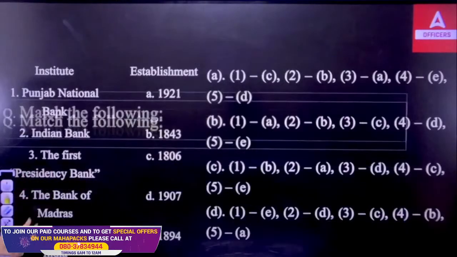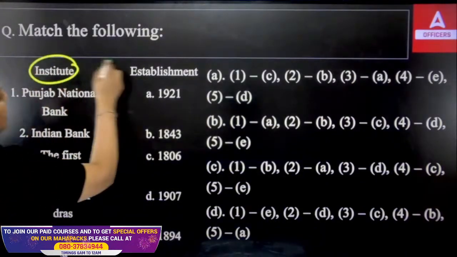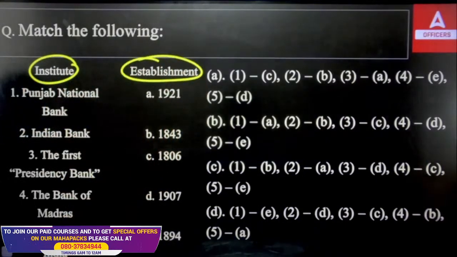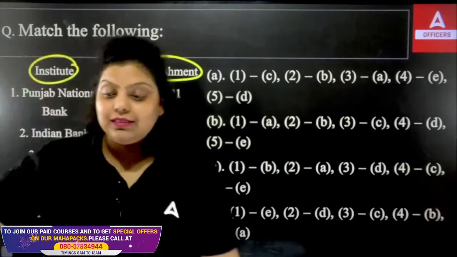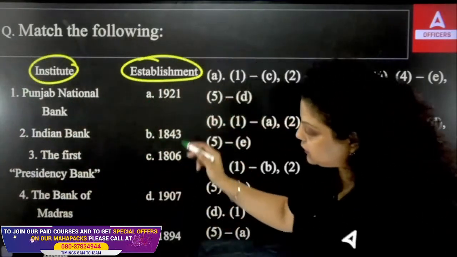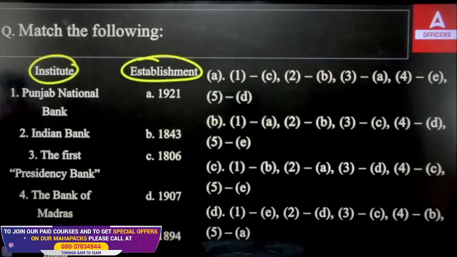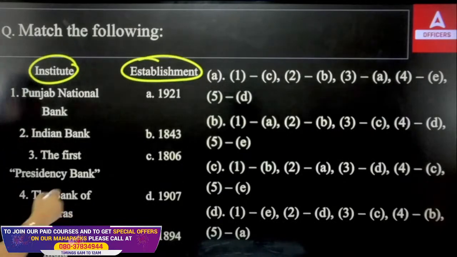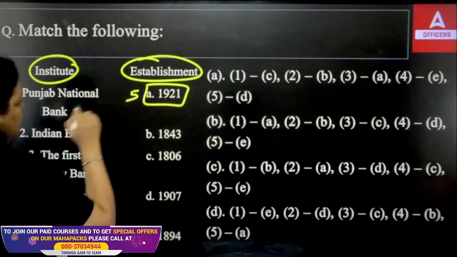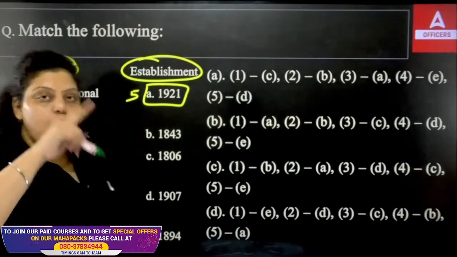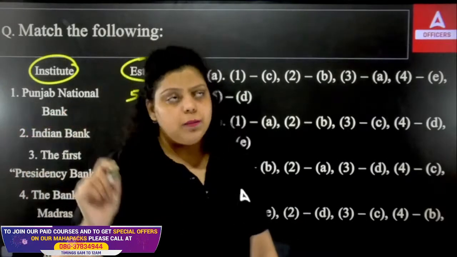Next question. Match the following. So we have institutes here, we have the establishment of the institutes, and we have to match them. So first let's see, out of these 5, which bank's establishment you know? So I know the establishment of Imperial Bank of India. Imperial Bank of India was established in the year 1921, that is the 5th. Because after the merger of all the Presidency Banks, we created Imperial Bank of India. So I remember the year.